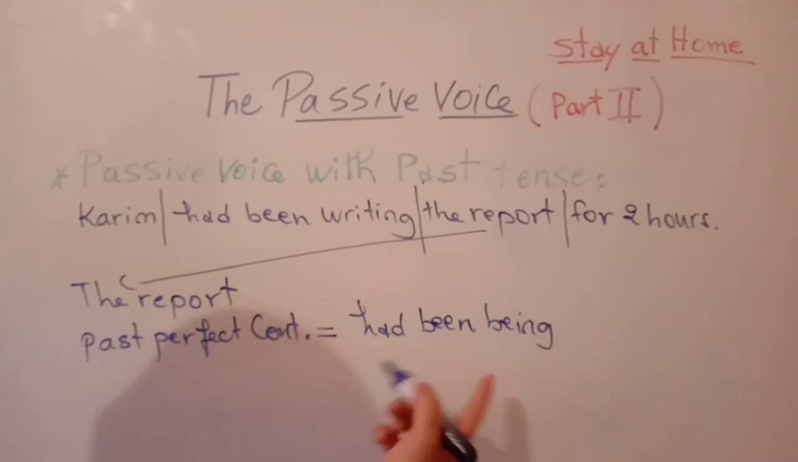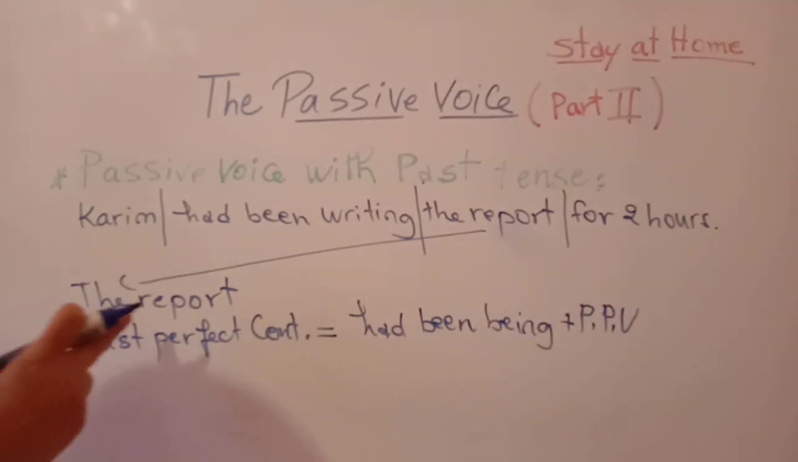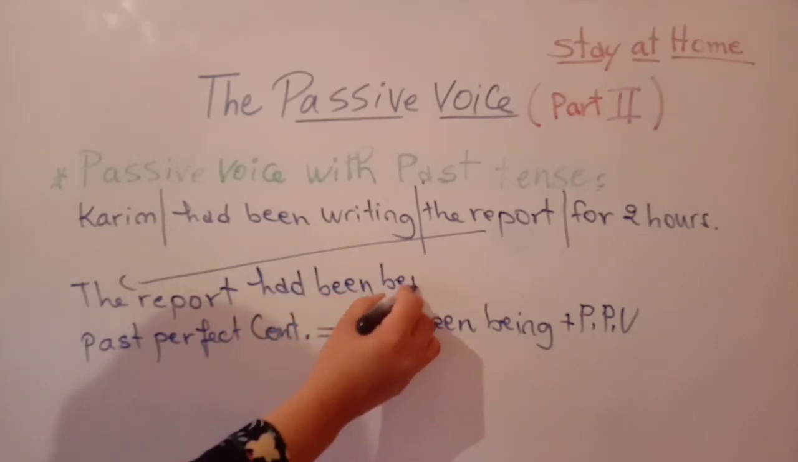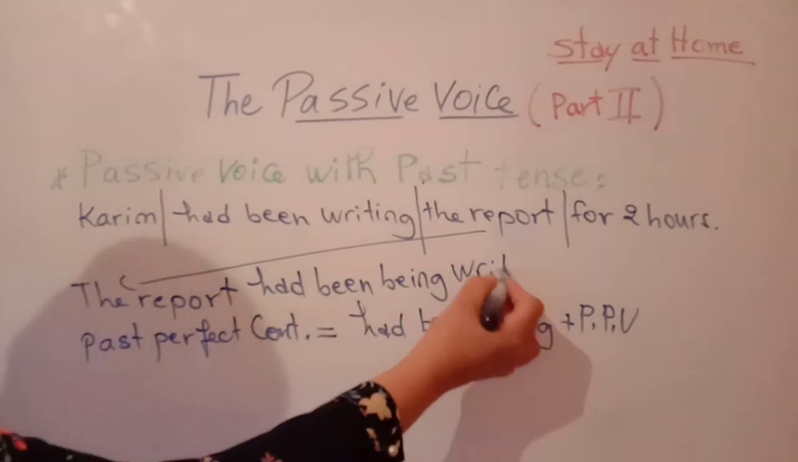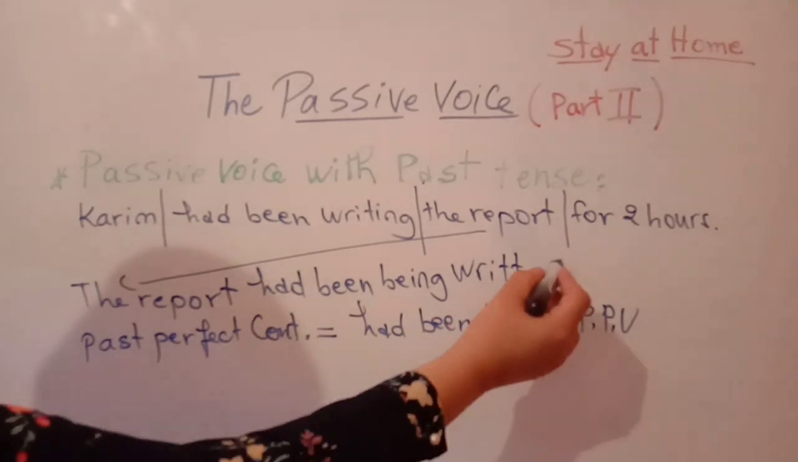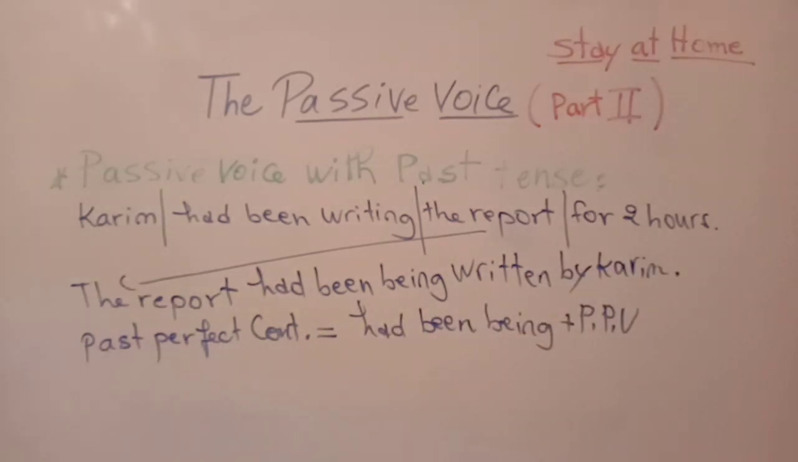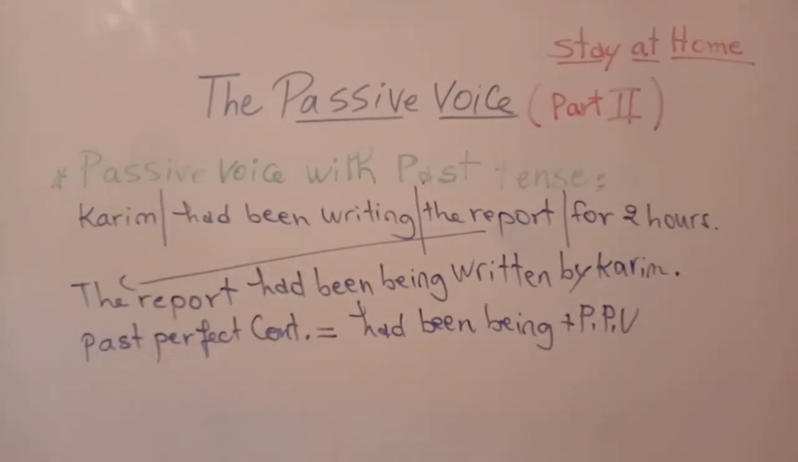Okay, had been being plus past participle of the verb. So the report had been being plus past participle of the verb to write. It's an irregular verb, so it's written. Had been being written. Okay, here you have by Karim. So the report had been being written by Karim. By the way, this form is rarely used.